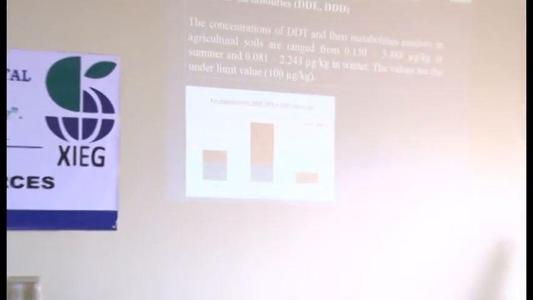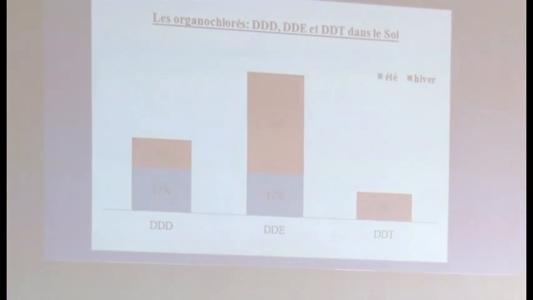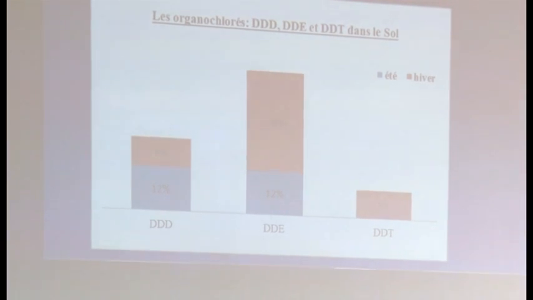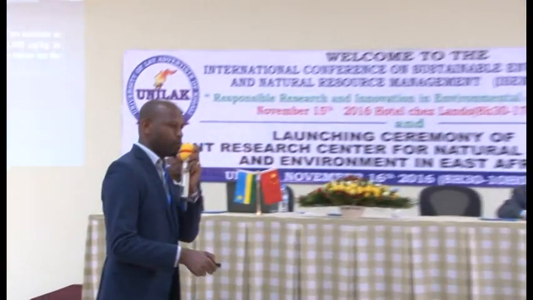The results have shown that there is no really high concentration in soil, because the values are under the limit value, which is 100 microgram per kilogram. This figure shows the sites where we found pesticides in this region. The red indicates winter, and in the winter we found many sites contaminated with pesticides.